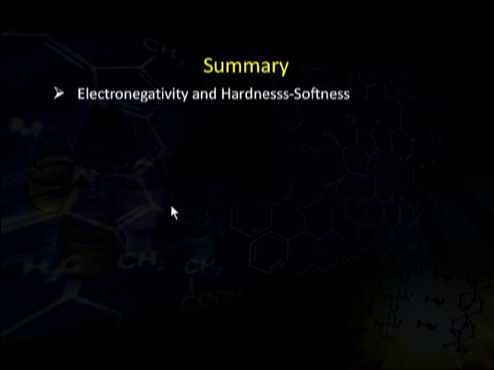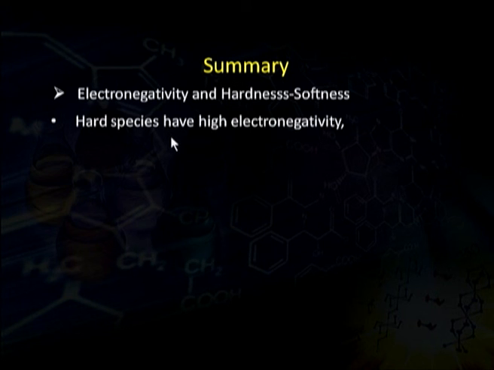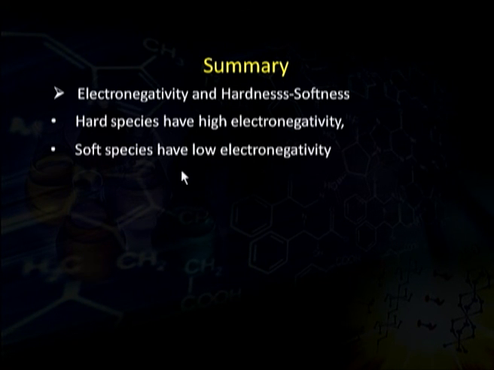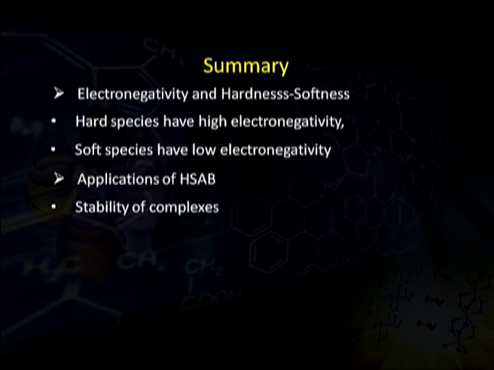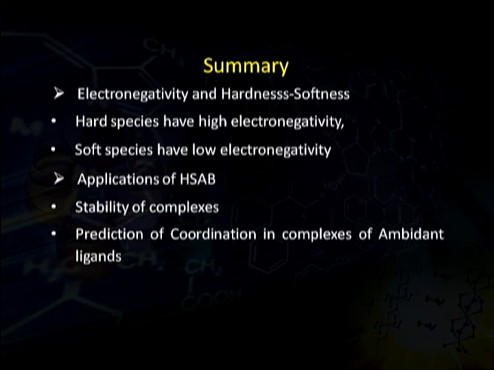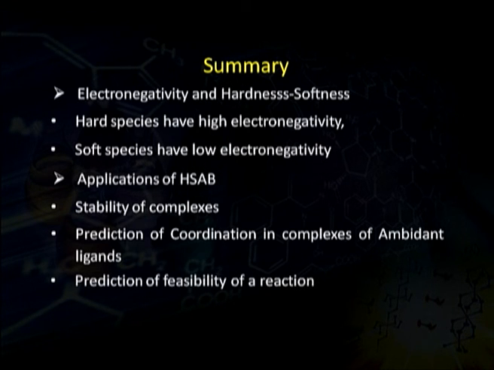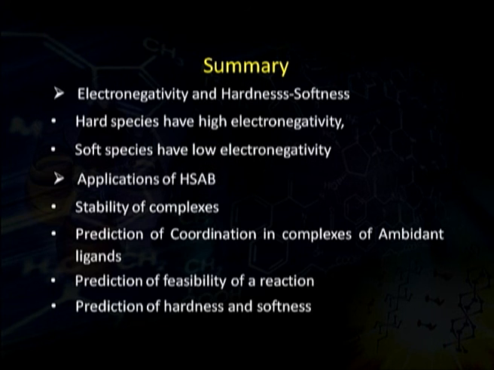We have also discussed electronegativity and hardness-softness. Hard species have high electronegativities while soft species have low electronegativities. In the end, we have discussed the various applications of HSAB, in which we have discussed the stability of complexes, prediction of coordination of complexes of ambident ligands, prediction of feasibility of a reaction, and prediction of hardness and softness. So, with this lecture, I have completed my series on soft and hard acids and bases.